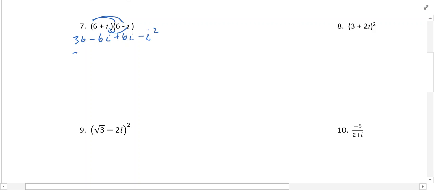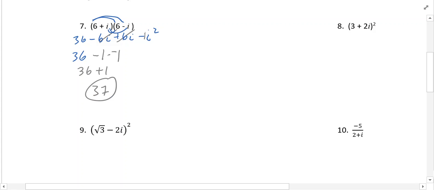So when I combine my like terms, negative 6i and positive 6i are going to cancel. And then remember, there's really an implied 1 here. So you're saying negative 1 times negative 1, because i squared is negative 1. So negative 1 times negative 1 is going to turn into a positive 1. So we get 36 plus 1, which gives us 37.